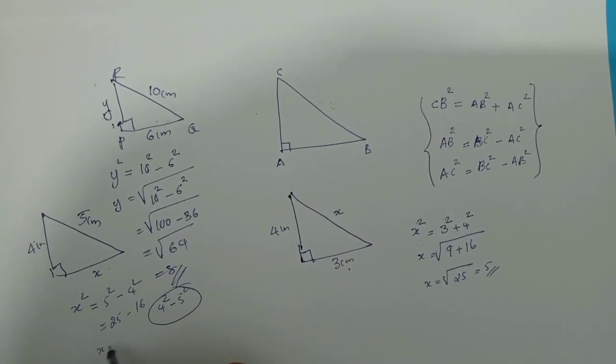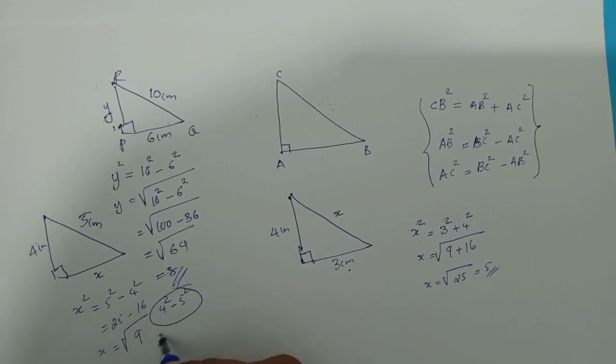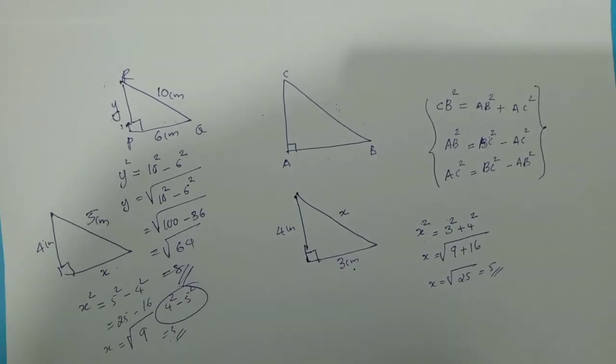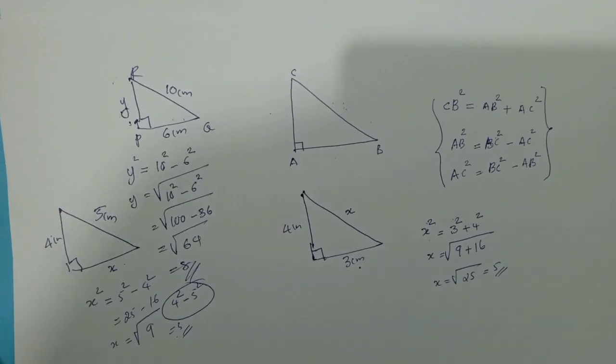And you can find out the root. x equal to root of 25 minus 16, that is 9, equal to 3. So the 3 is answer. Clear? Okay. Now we can go to some examples.